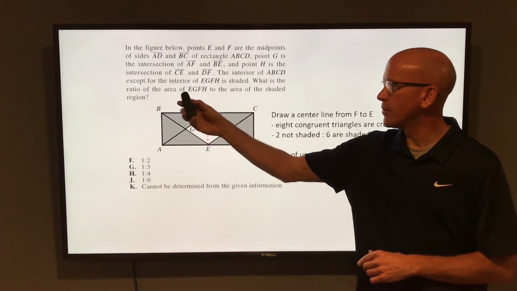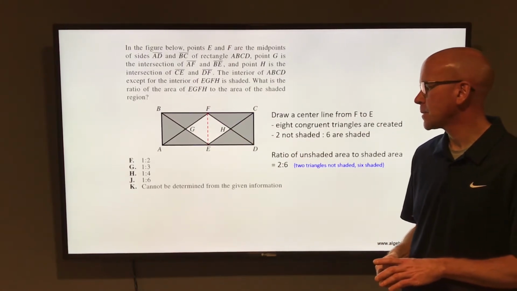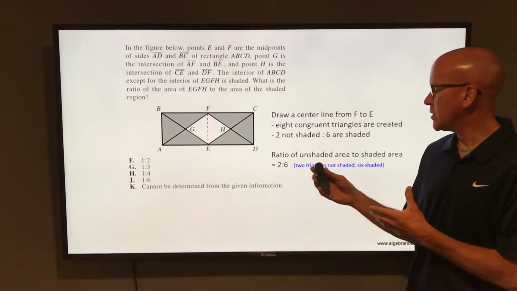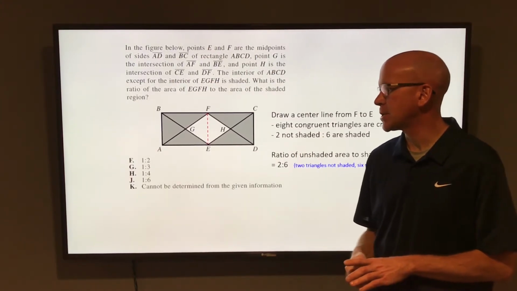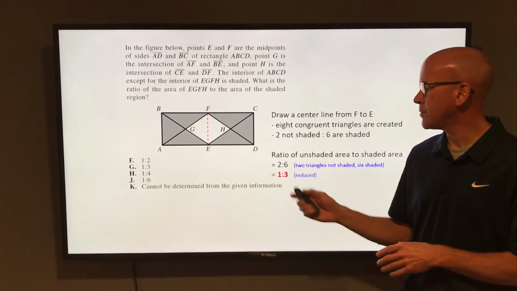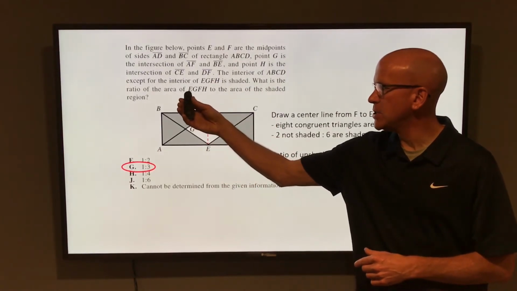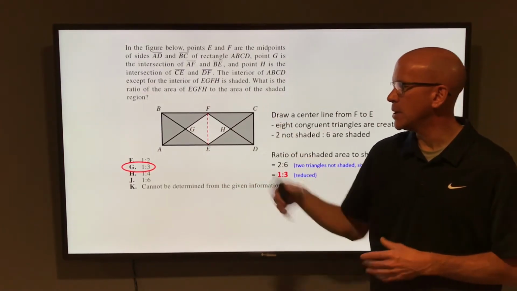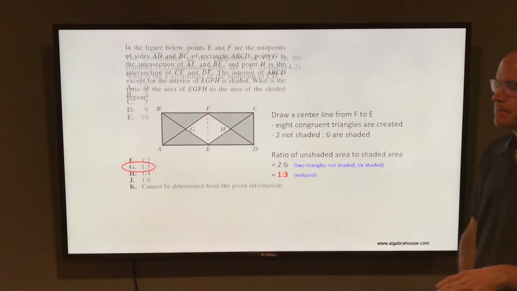What is the ratio of the area of EGFH to the area of the shaded region? The ratio of the unshaded to the shaded would be 2 to 6. 2 are not shaded and 6 are shaded. So the ratio of unshaded to shaded is 2 to 6, and that is 1 to 3. That would be 1 to 3, letter G.